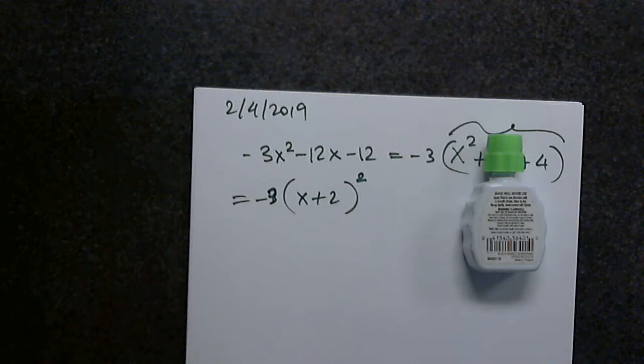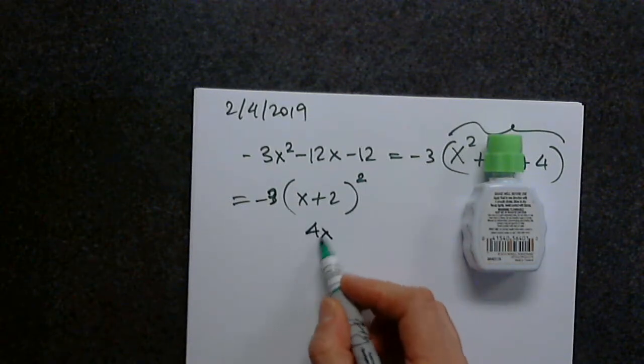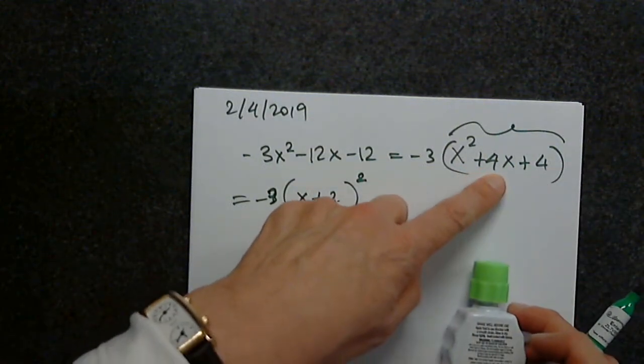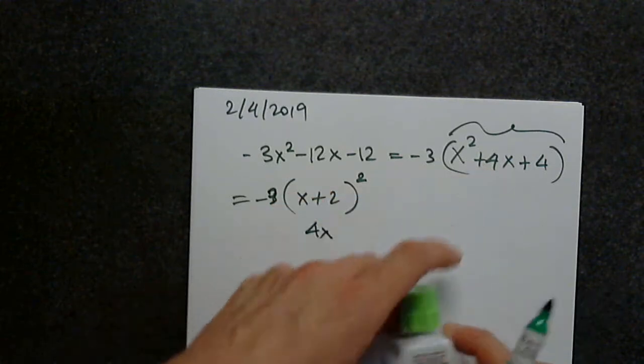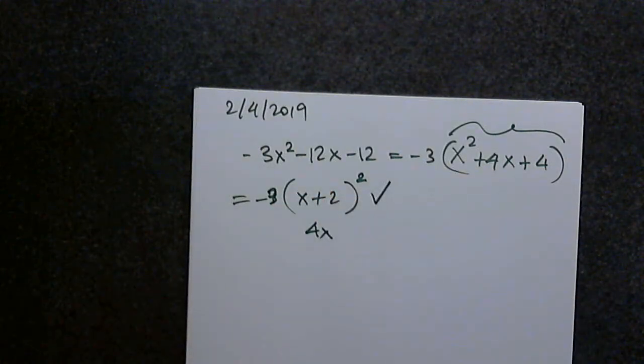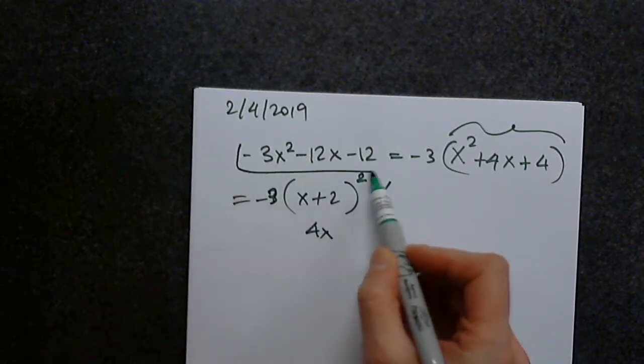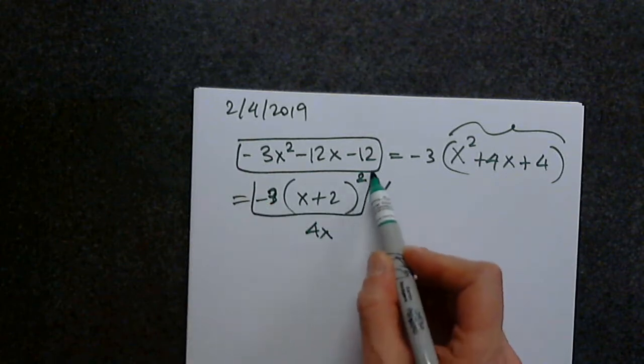Right, write it down. Indeed, 4x. Because the middle term is 4x, now I check, is this 4x? Yes. So then I will say this is correct. That would be the answer, negative 3 times x plus 2 squared. The completely factored form of this is this.